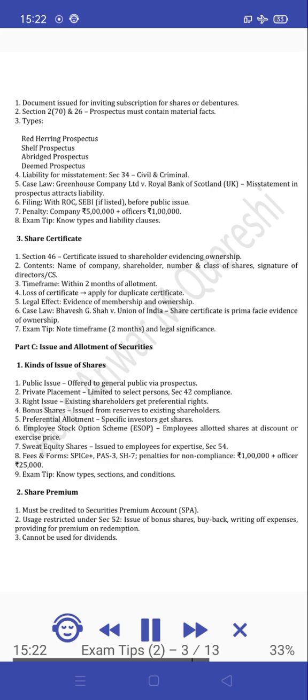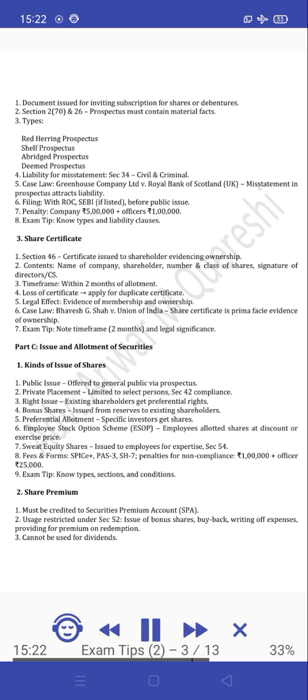3. Share certificate. 1. Section 46. Certificate issued to shareholder evidencing ownership. 2. Contents: name of company, shareholder, number and class of shares, signature of directors and CS. 3. Time frame: within 2 months of allotment. 4. Loss of certificate: apply for duplicate certificate. 5. Legal effect: evidence of membership and ownership.